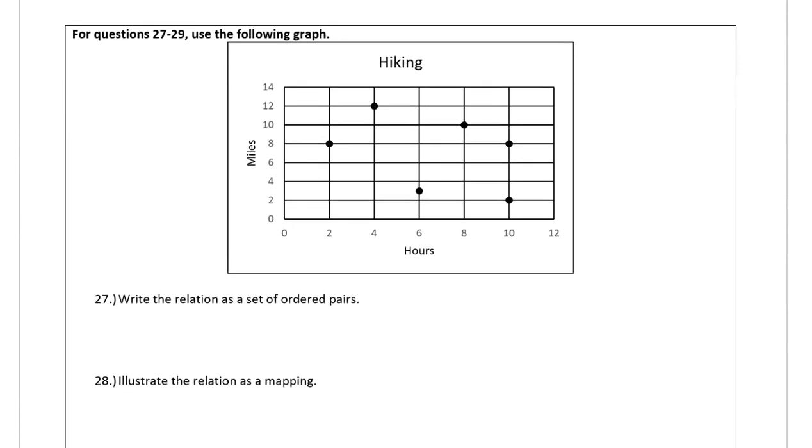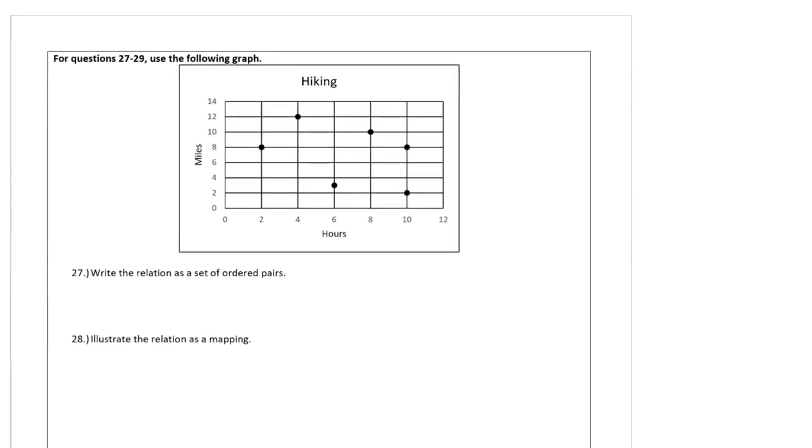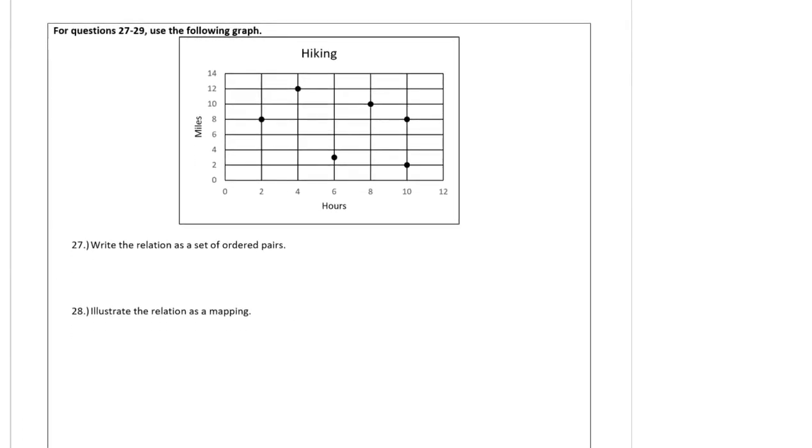Alright. Okay, write the relation as a set of ordered pairs. So that means I'm going to take each of these points and just write down the xy coordinate. So we got our nice little set brackets here. First ordered pair, I have 2, 8. Then I have 4, 12. So notice I'm just writing the hours of the x-axis first. This is my x's, this is my y's.